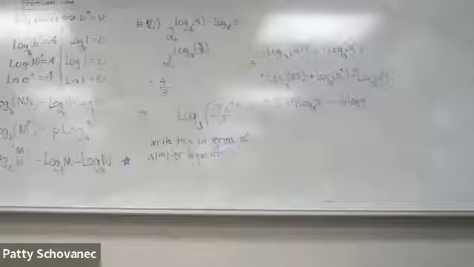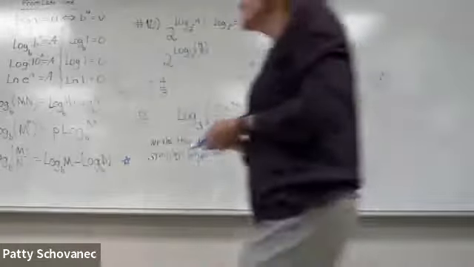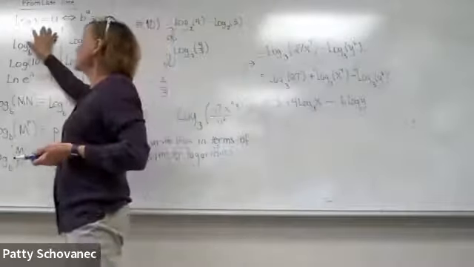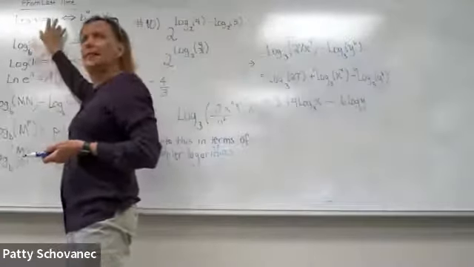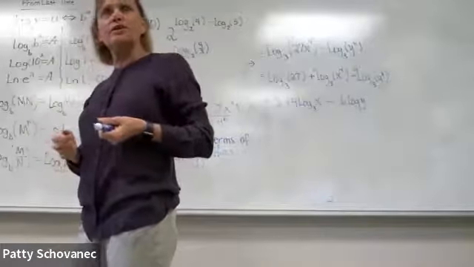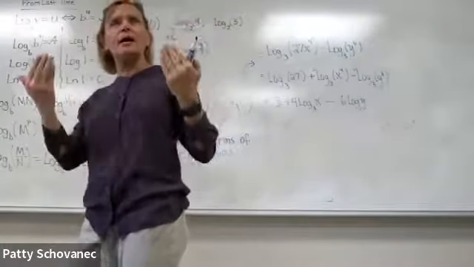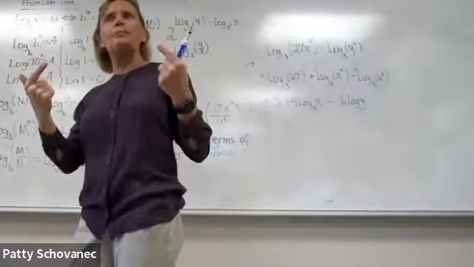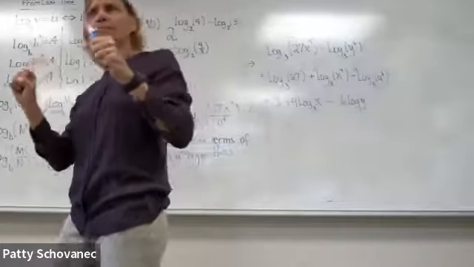Okay, so let's look at our log equations. Our strategy in our log equations is to either get the single logarithm on one side and a number on the other, or, since logarithms are one-to-one functions, if I get a log on one side and a log on the other, then by the one-to-one property, the arguments of the logarithms are the same.